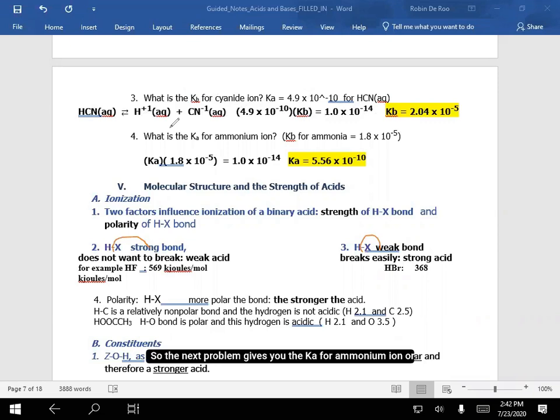So the next problem asks for the Ka for ammonium ion, and gives you the Kb for ammonia. So again, you use Ka times Kb equals Kw, and you solve for the Ka.